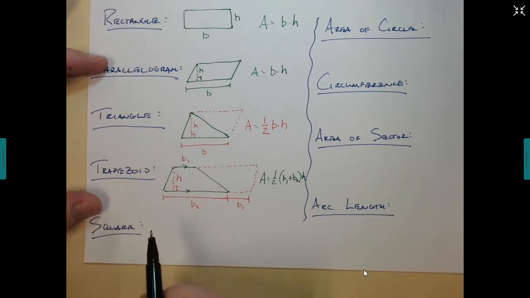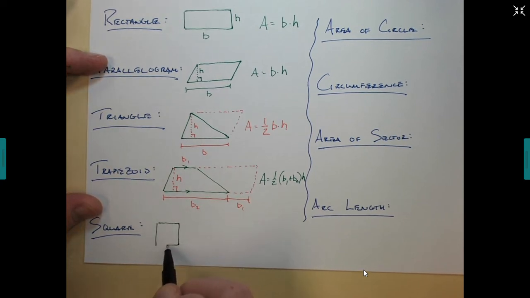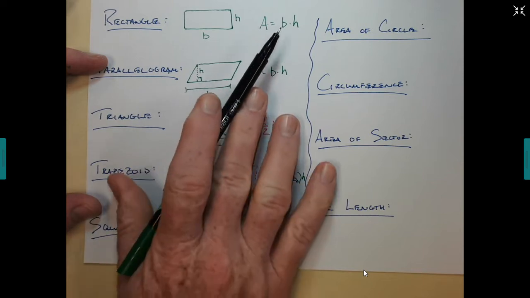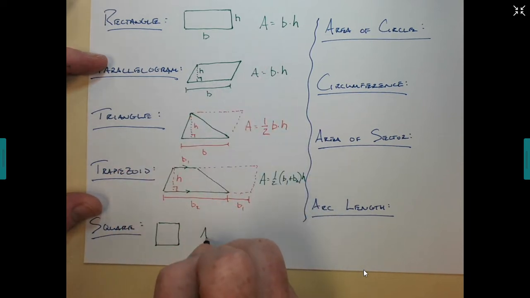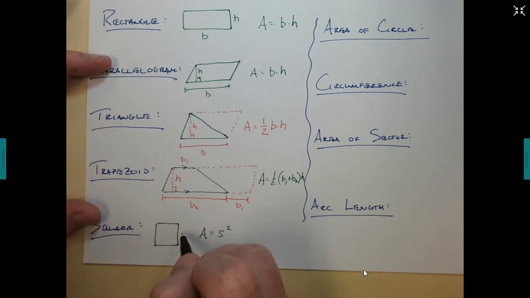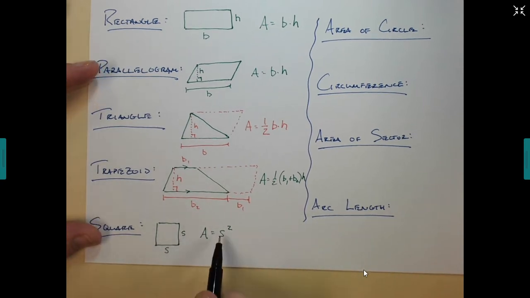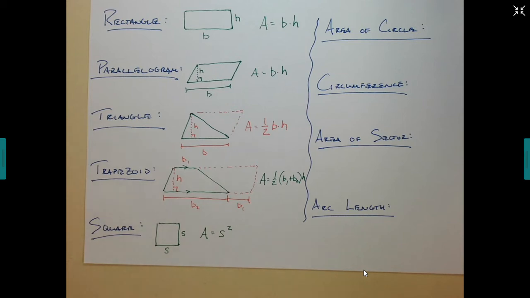A square, in case you didn't know, is just another version of a rectangle. So the formula up here still works, but just so you know, the base and the height will be the same. Sometimes you're going to see the base and height turn into s for side. So base times height would be side times side, or side squared. Just be prepared to see that as well.